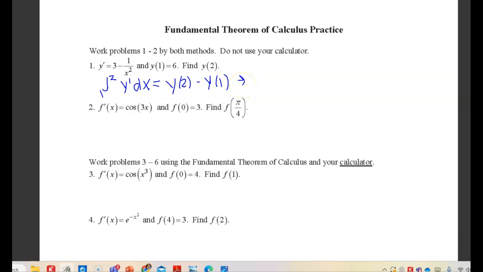So that's going to equal the antiderivative of y prime. So that's 3x minus, so that negative 1 over x squared is really like negative x to the negative 2. So your rule is to add 1 to that power, so you get x to the negative 1. But x to the negative 1 means you divide by negative 1, and a negative divided by a negative is going to go back to a positive. So you're going to have 3x plus 1 over x, evaluating from 1 to 2, equal to y of 2 minus 6.